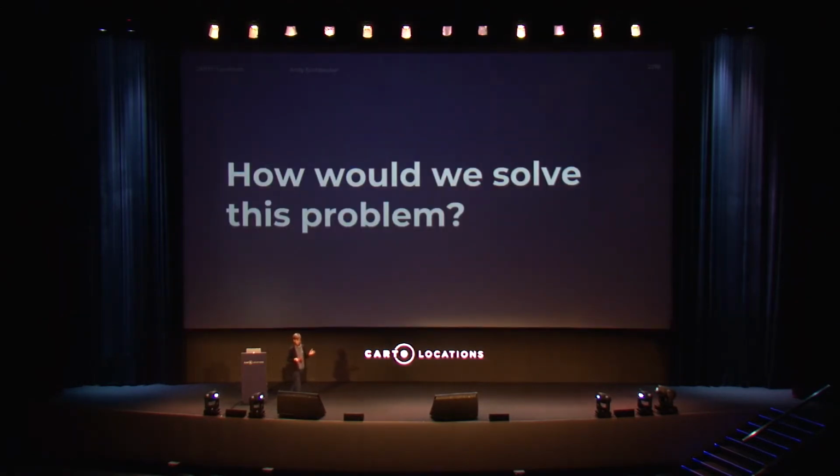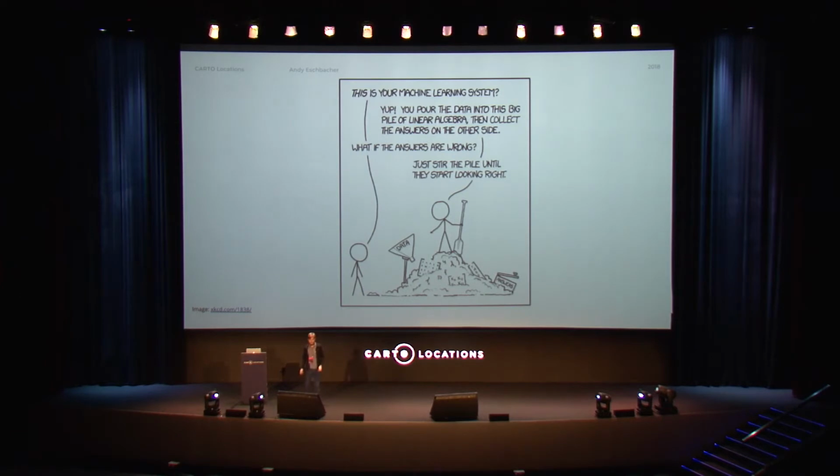So how would we solve this problem? If you've seen the XKCD comic on machine learning, I think this is the best description of what machine learning is. The first person says, this is your machine learning system? And the other guy says, yep. You pour the data into this big pile of linear algebra, then collect the answers on the other side. And the other person says, what if the answers are wrong? The guy says, just stir the pile until it starts looking right.